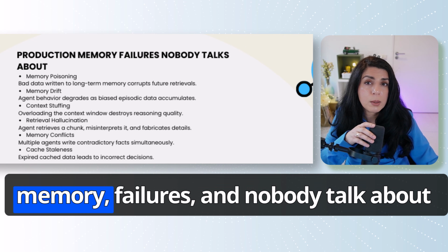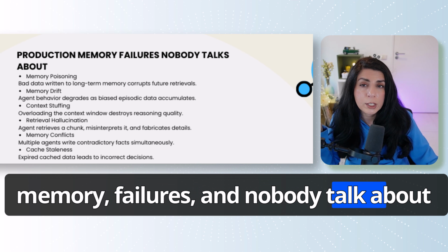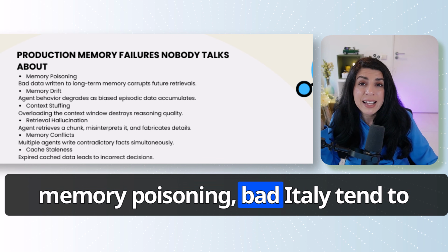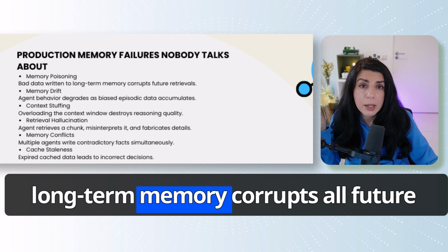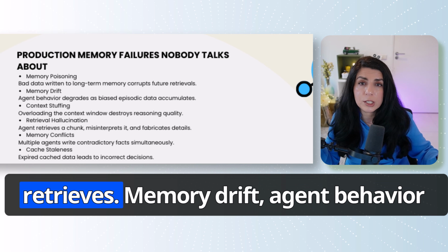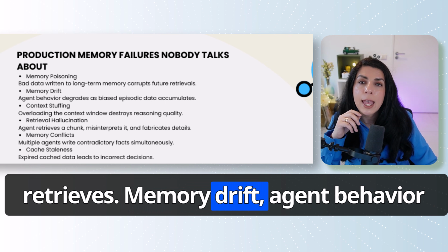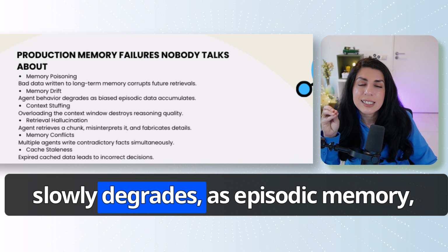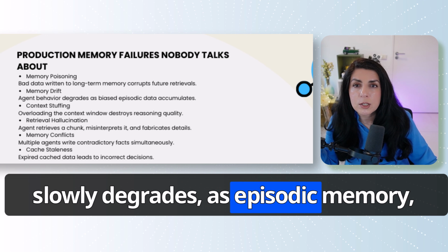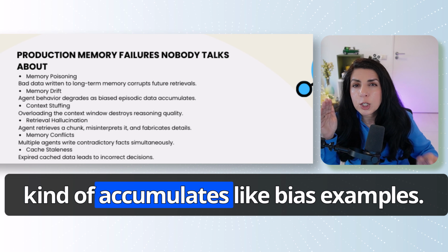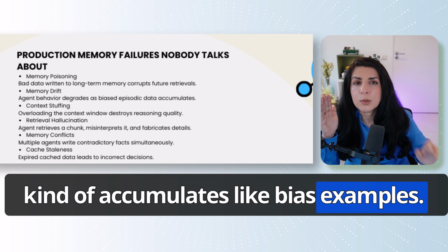These are the production memory failures that nobody talks about. Memory poisoning: bad data written to long-term memory corrupts all future retrievals. Memory drift: agent behavior slowly degrades as episodic memory accumulates biased examples.